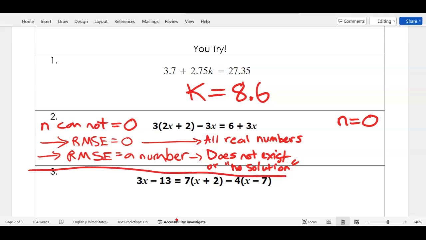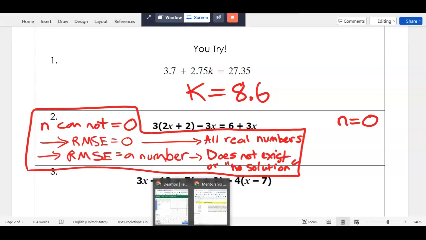Okay, so all this was a bunch of notes, okay? So when n is 0, you've got to look at the RMSE, which, what does that mean? I don't really know, okay? It has to do with the accuracy of what you're doing here. But let's go back to the graph and look at it.